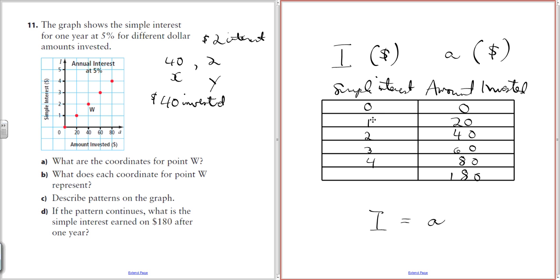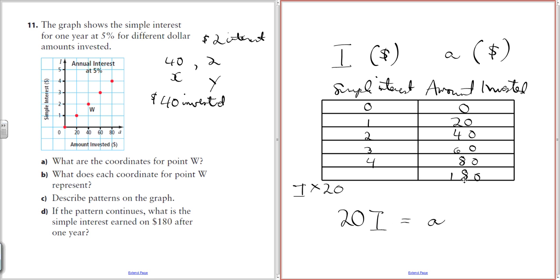The other option is, instead of thinking of it as a constant, I could think of it as a coefficient. So what did I do to the 1 in terms of multiplication to get 20? I multiplied it by 20. What did I do to 2? I also multiplied it by 20 to get 40, and so on and so forth. So when I take my simple interest and multiply it by 20, I get A, the amount invested. But since we're using algebra, I really want to use a coefficient of 20. So 20 times the interest is equal to the amount invested.